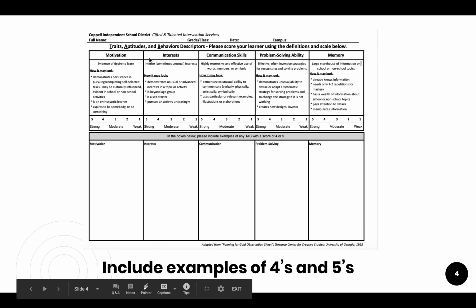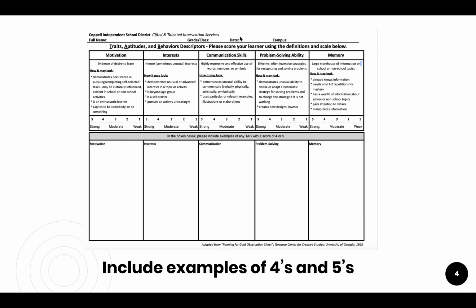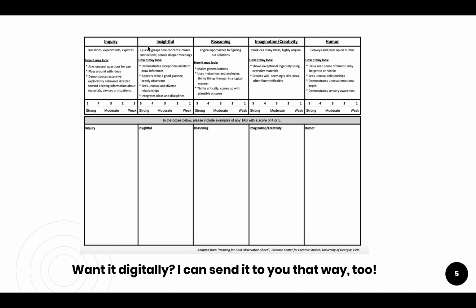As you will notice, the learner's full name will go here, the grade, class. You don't have to worry about the date and campus, we already know. So the different areas you'll be looking at is motivation, and there's a definition, interests, communication skills, problem solving ability, memory, inquiry, insightfulness, reasoning, imagination or creativity, and humor. There is also another description of how this may look in the learner that you are assessing.